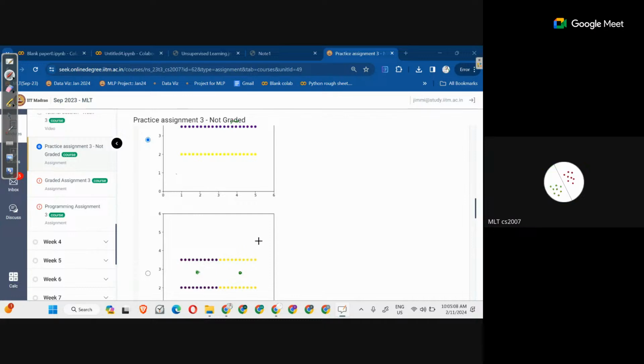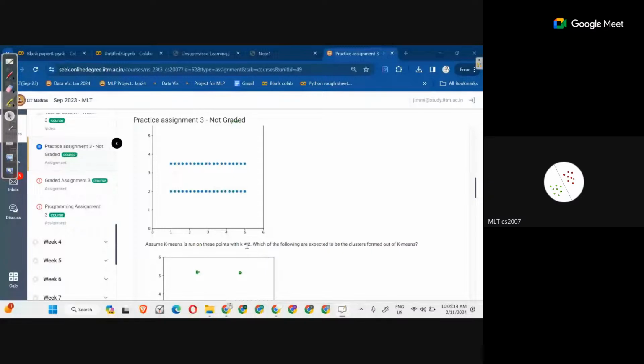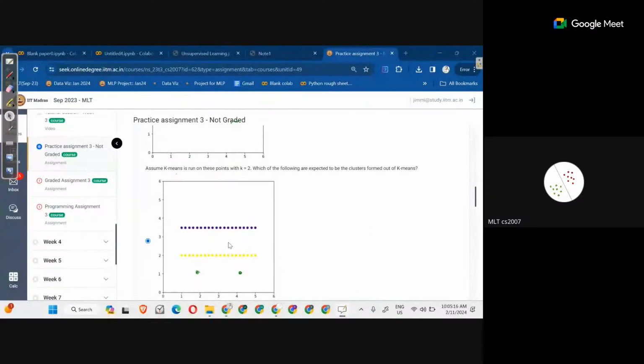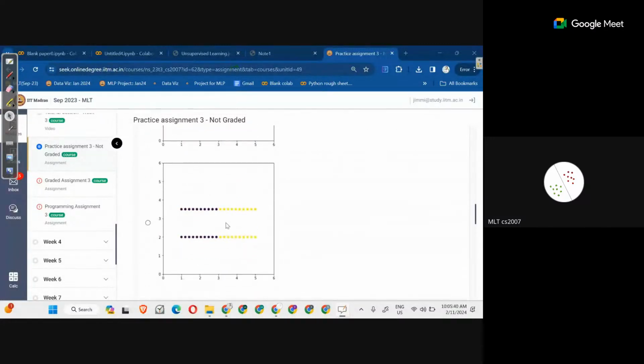What the question is asking is: if you give this data as input and k value as 2, then what will happen? Since we know that the k-means algorithm randomly selects initial centroids, in case it selects these 2 points as initial centroids, k-means will end up with this shape. But if it randomly selects any 2 data points other than these 2, then we will get this shape.